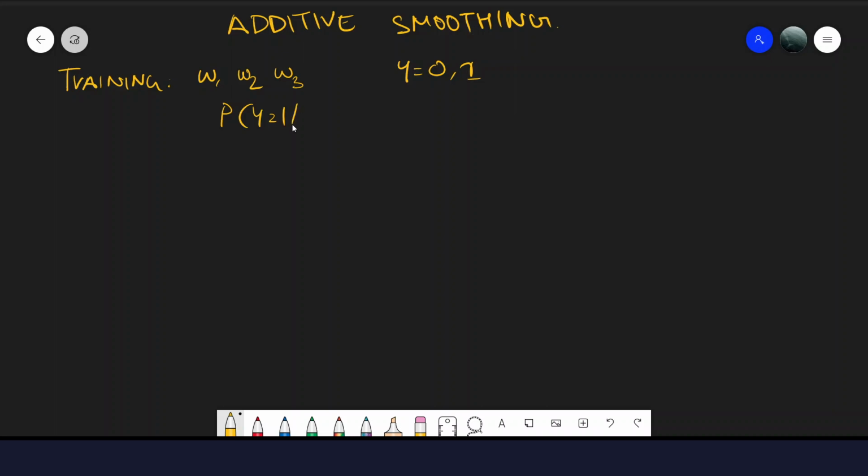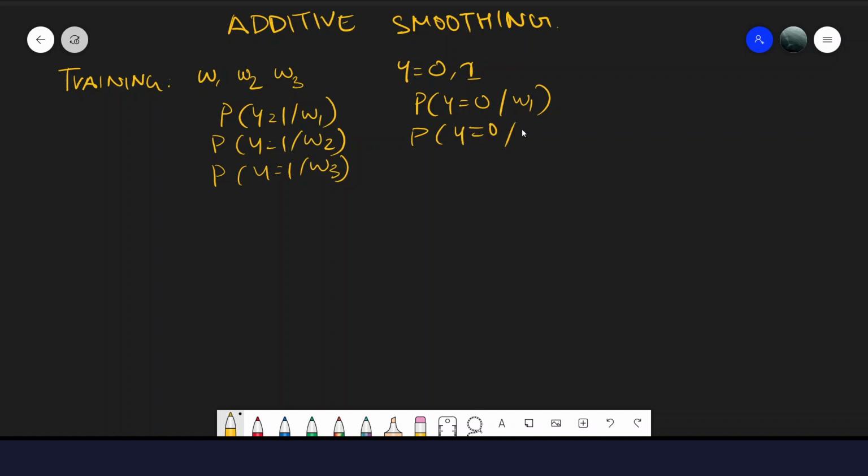P(y=1 | w1), P(y=1 | w2), P(y=1 | w3). Similarly, I'll also calculate for the cases when y equals 0, right? Because as we all know from the naive Bayes formula, the derivation that I did in the previous video, the final probability is just the multiplication, right?